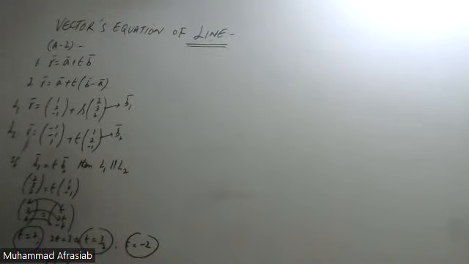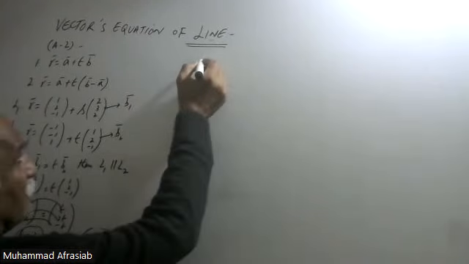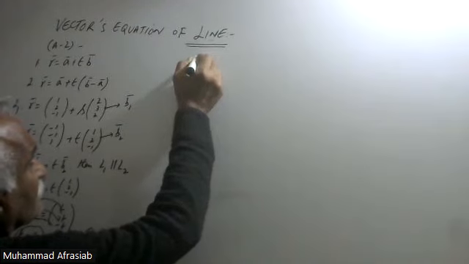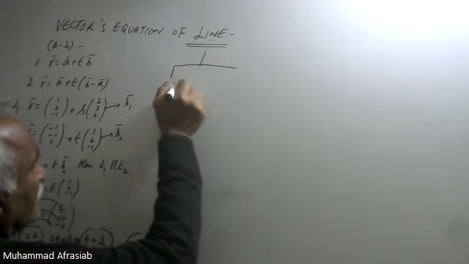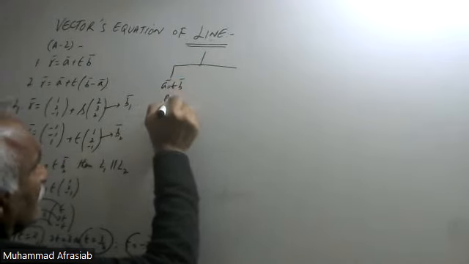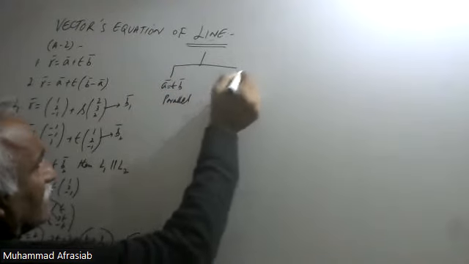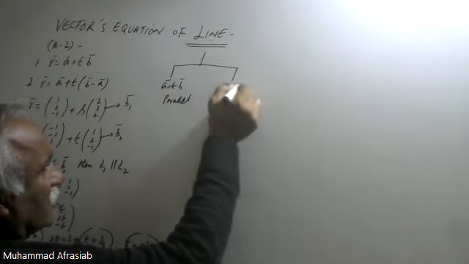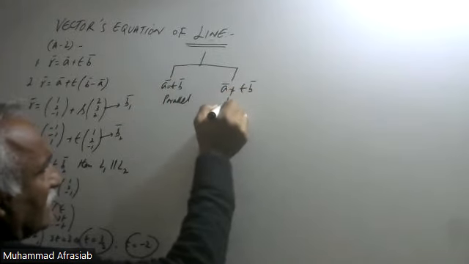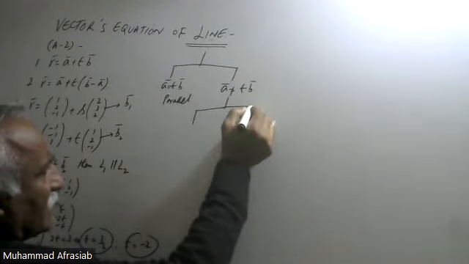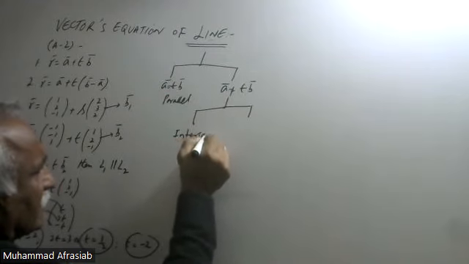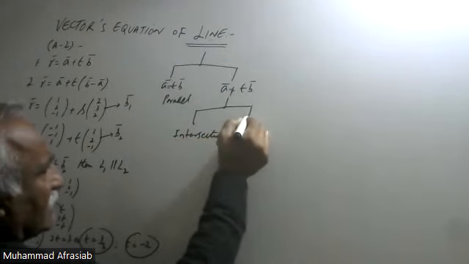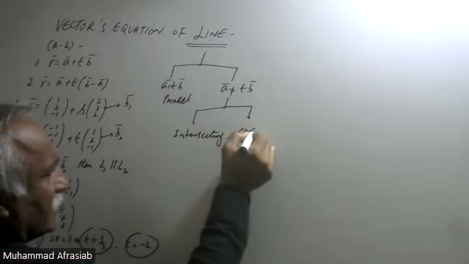So this is the first part of that calculation. Then, if they are not parallel, we draw this chart: if a is equal to t times b, then the lines are parallel. And if a is not equal to t times b, then they are non-parallel. And when they are non-parallel, there are two cases: one is called intersecting, and the other is called skew.